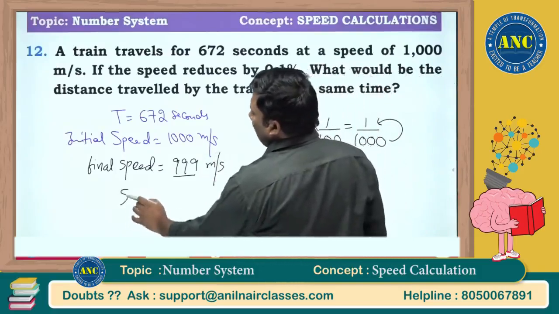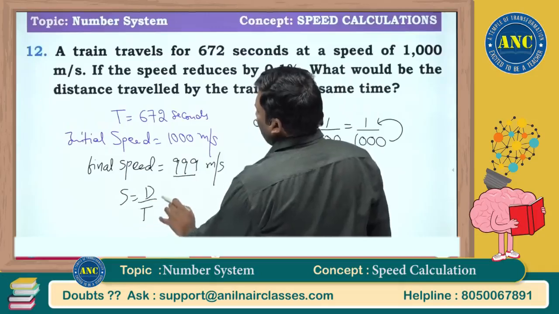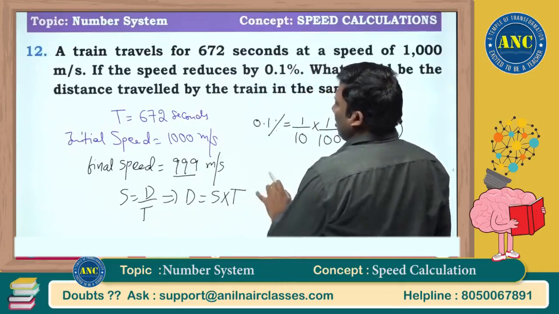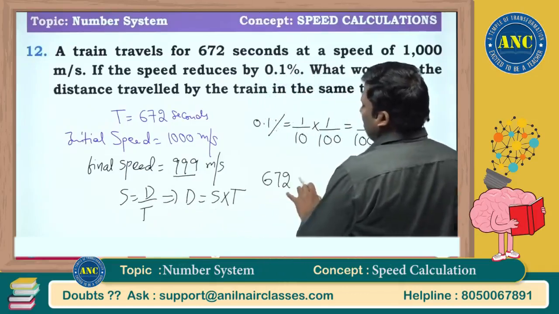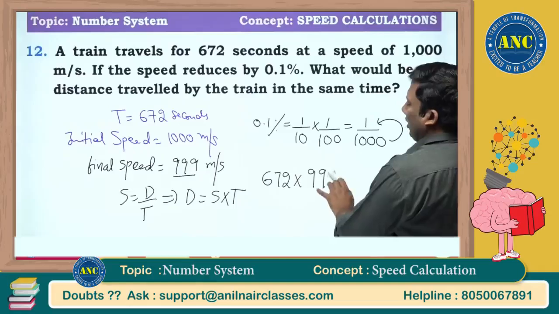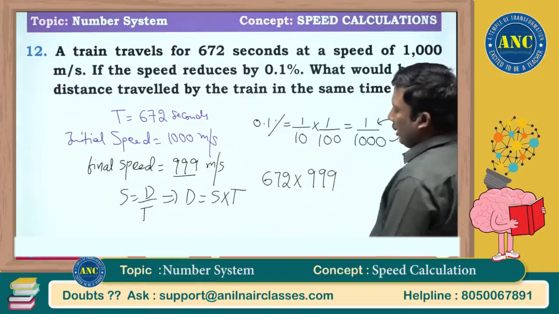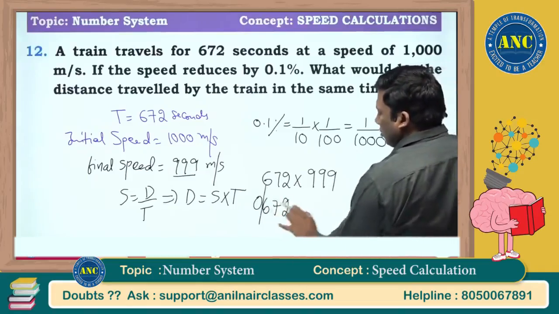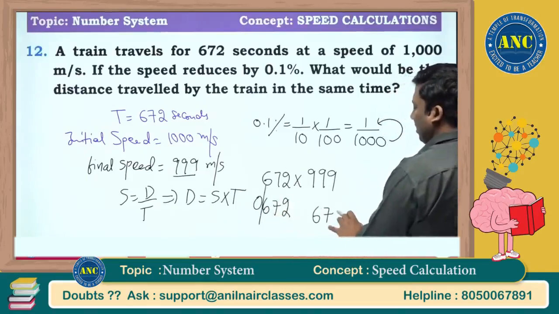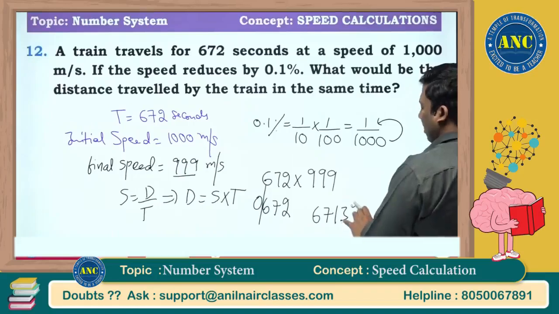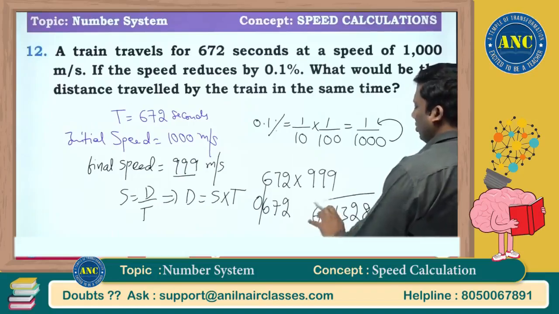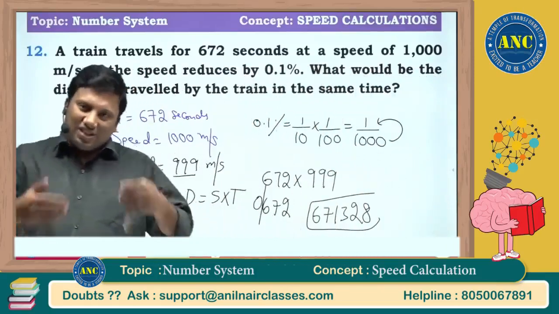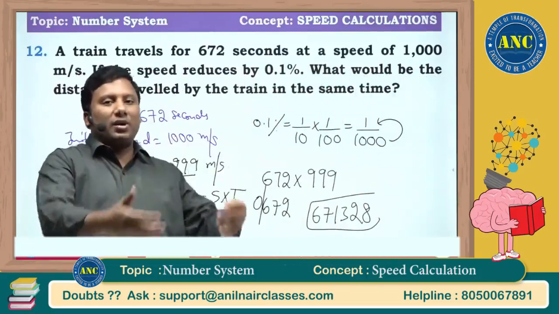Final speed will be 999 meter per second. So speed is equivalent to distance by time. So we want the distance. Distance is speed into time. So answer is 672 into 999. Number of digits are same in both. So add 0. So 0 plus 1, 1. 671. 9 minus 6, 3. 9 minus 7, 2. 10 minus 2, 8. Answer is 61328.